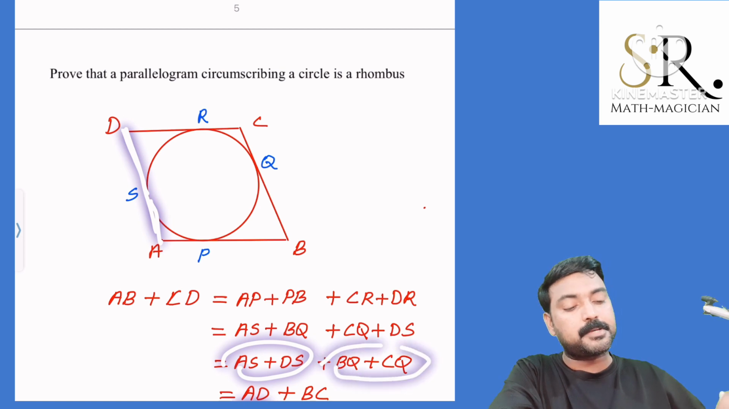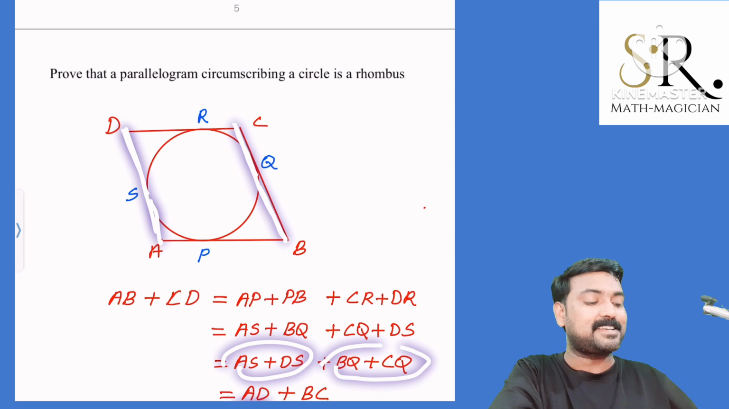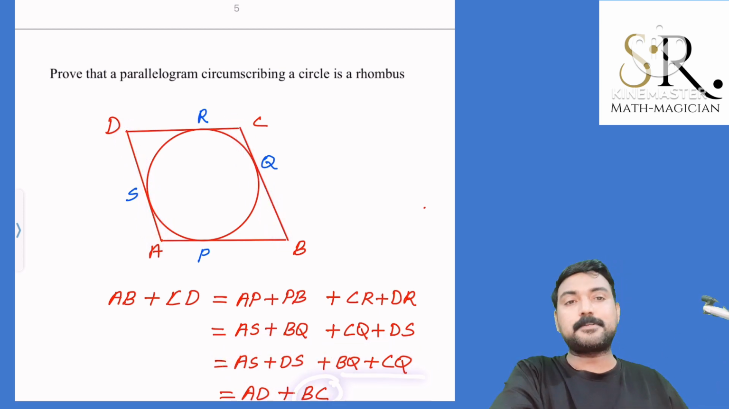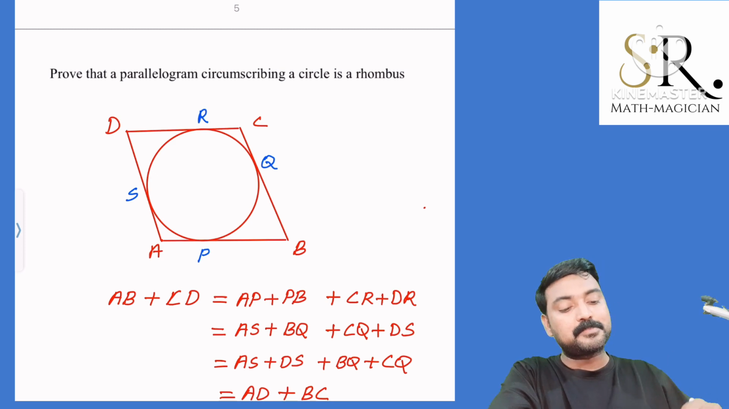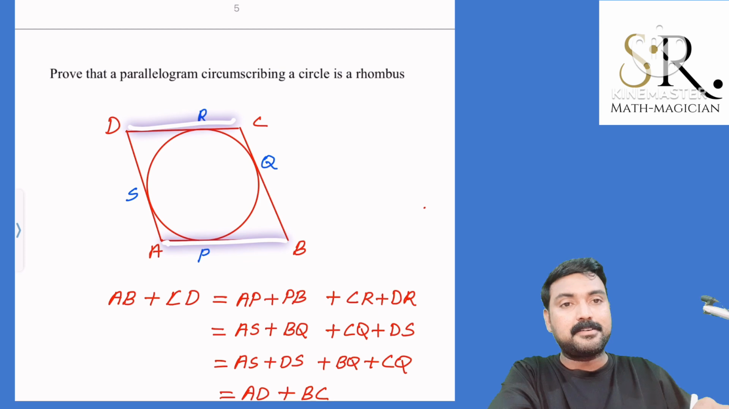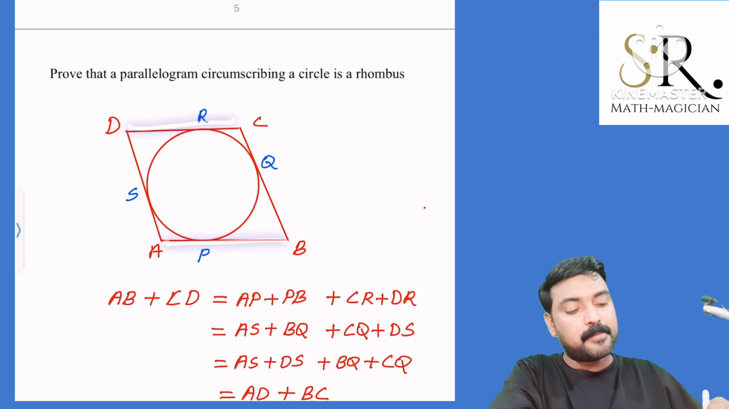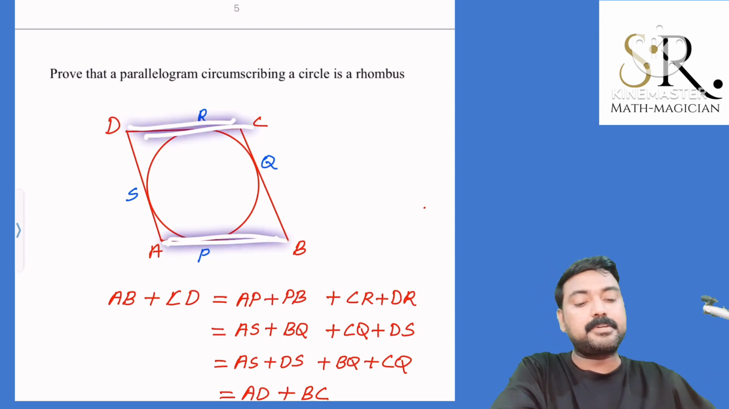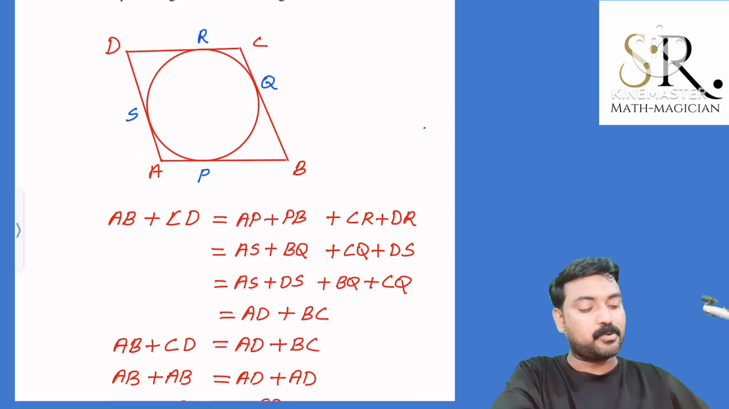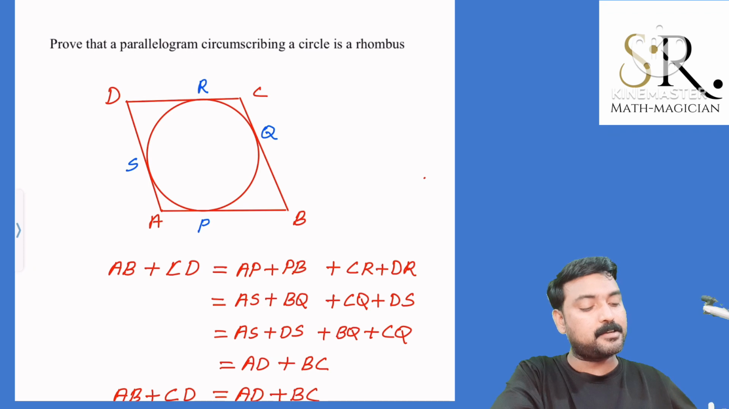Similarly BQ plus CQ. BQ is this, CQ is this. So BQ plus CQ means BC. So instead of BQ plus CQ we can write BC. So what we got? We added the opposite sides AB and CD. When we add AB and CD, the final answer came as AD plus BC. So that is the final answer we got: AB plus CD is equal to AD plus BC.